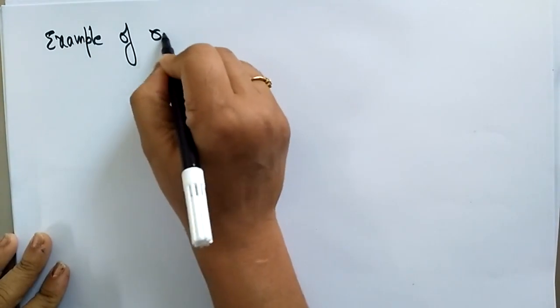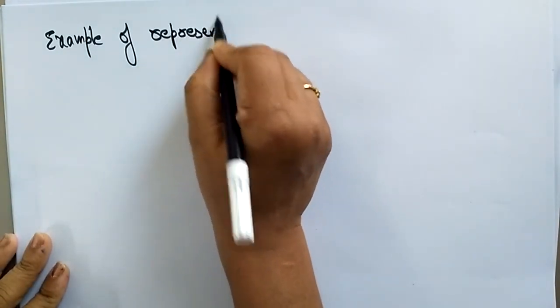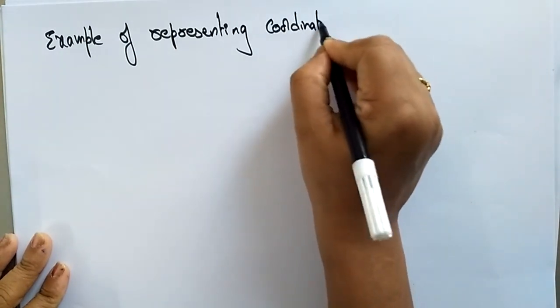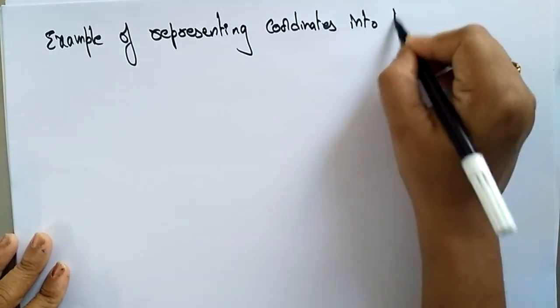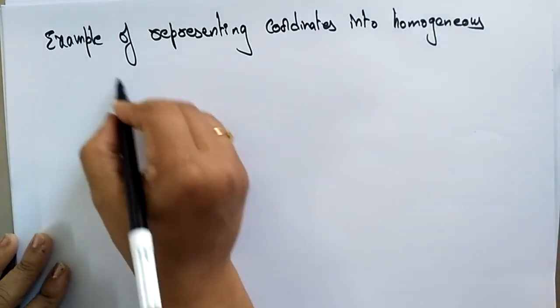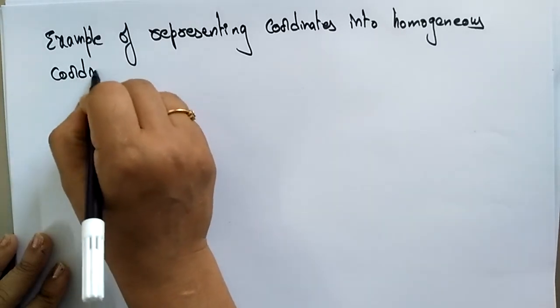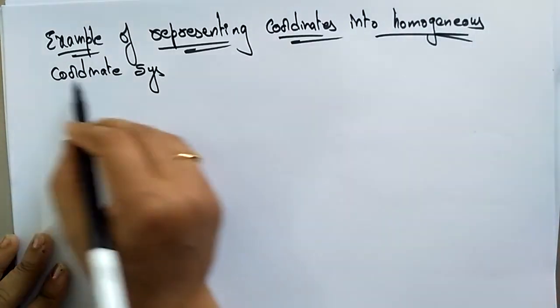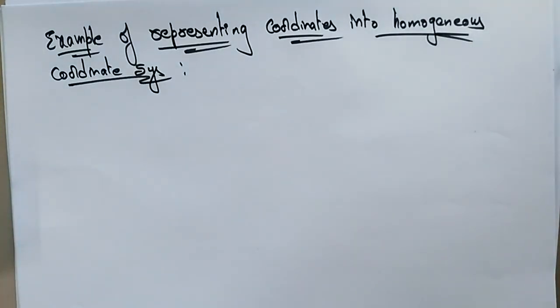Example of representing coordinates into homogeneous coordinate system. So we have to represent coordinates into homogeneous coordinate system, meaning the coordinates are two-dimensional coordinates, and you have to represent them in the homogeneous coordinate system.